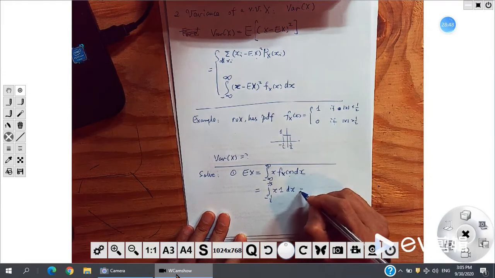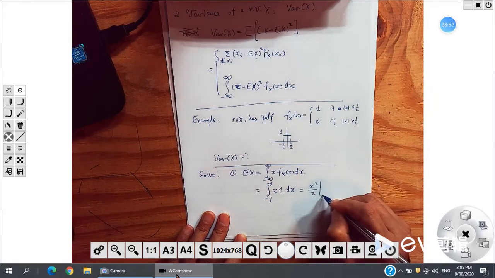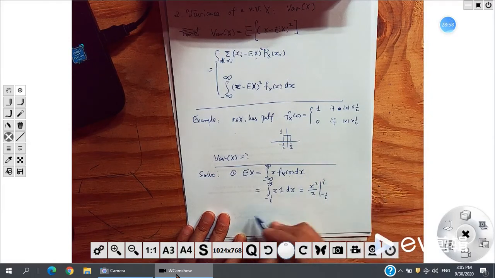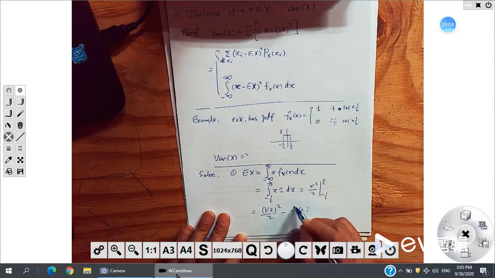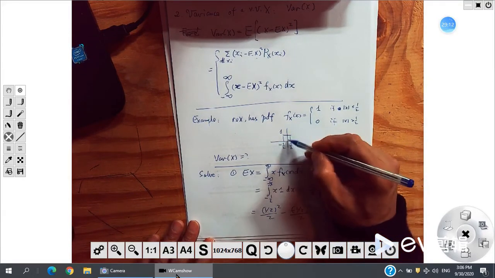Then this is x squared over 2, and x runs from negative 1/2 to positive 1/2. This is 1/2 squared over 2 minus negative 1/2 squared over 2, which is 0. Make sense?